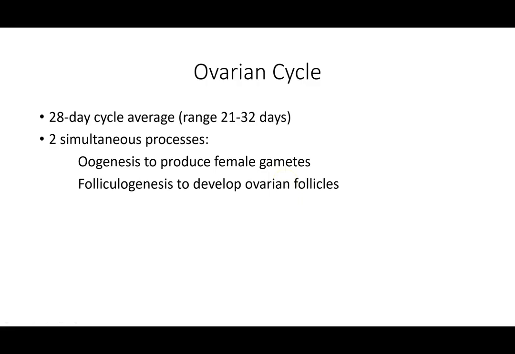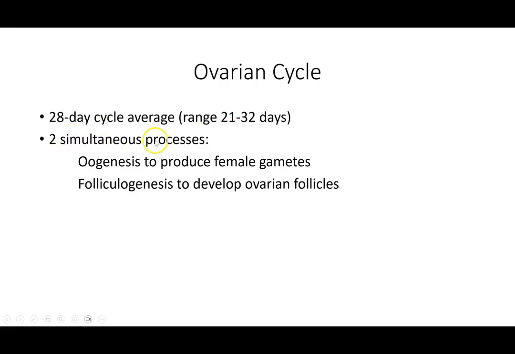So we'll talk more about the ovarian cycle in another video, but this is what happens in the ovaries itself. This is on average 28 days, but can range from anywhere between 21 and 32, depending on each individual person. Much outside of this can indicate a disorder like PCOS or something like that, among other issues.